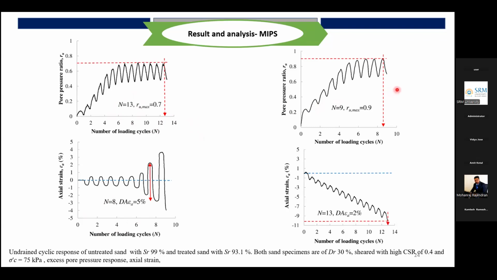And similarly, if you look at this other plot, even for the ninth cycle itself, it has gone to 0.9. Where you measure the double amplitude strain rate, even at the 8th cycle, it reaches 5%. And even this, after the 13th cycle, you are having only 2% of double amplitude ratio.